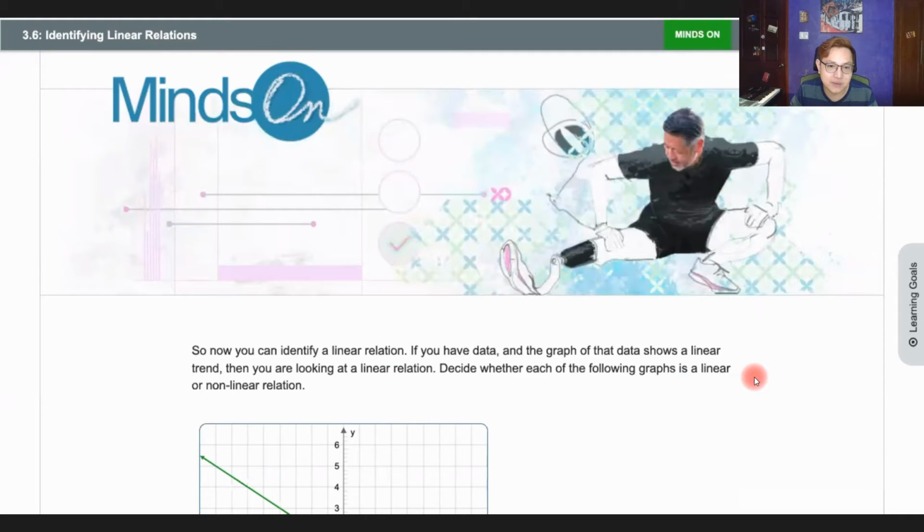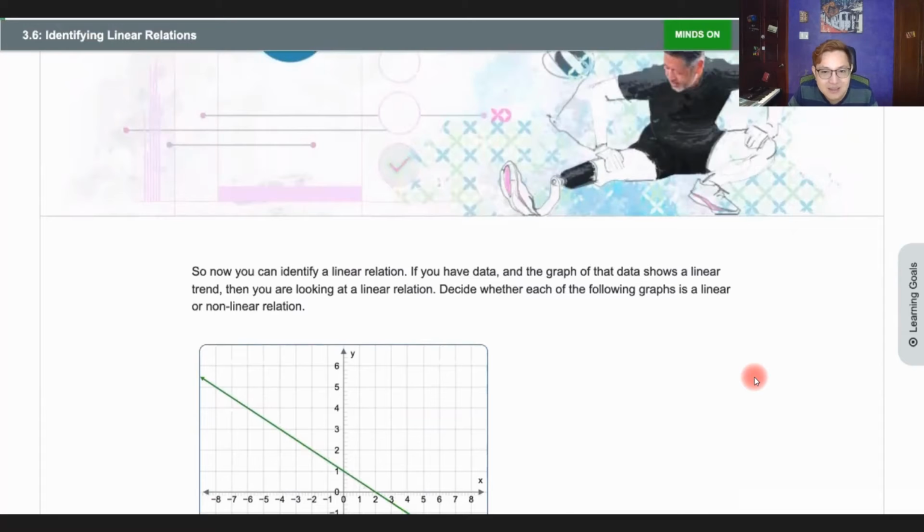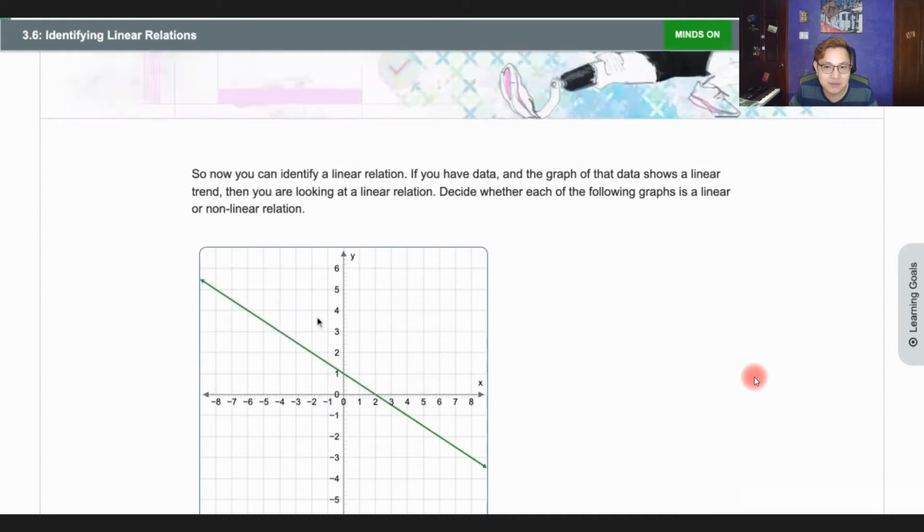Okay, so now you identify a linear relation. If you have data, and the graph of that data shows a linear trend, then you are looking at a linear relation. Decide whether it's linear or non-linear. Just go on and decide it.